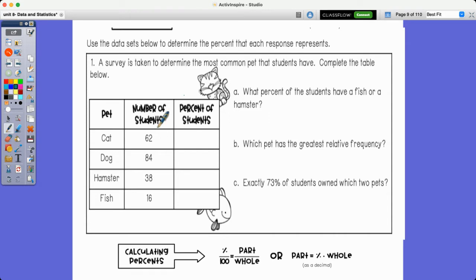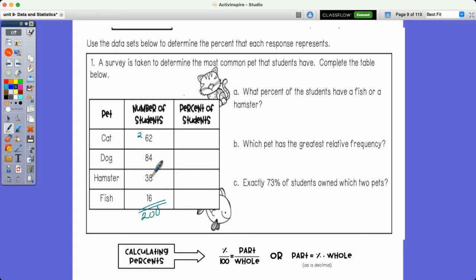So the very first thing we need to do is add up a total, right? So 6 and 4 is 10, 8 and 2 is 10, so that's 0, carry a 2. I have a 4 here, that's 10. I have another 10 there, that's 20. So I have 200 students.